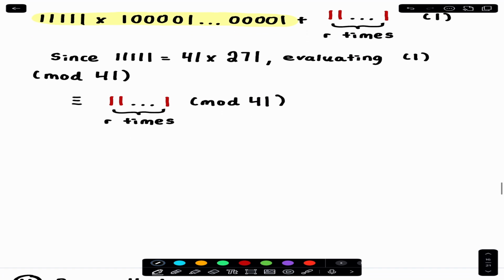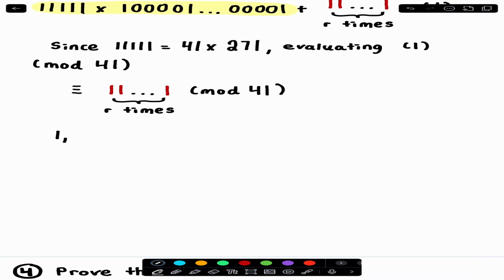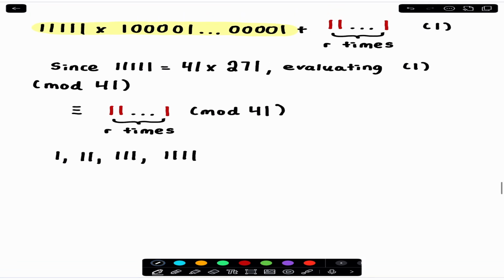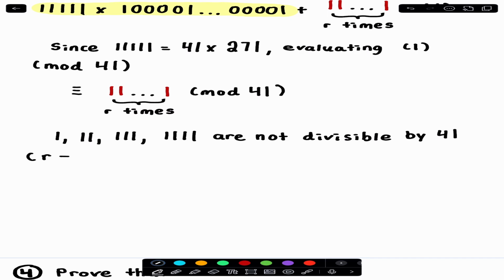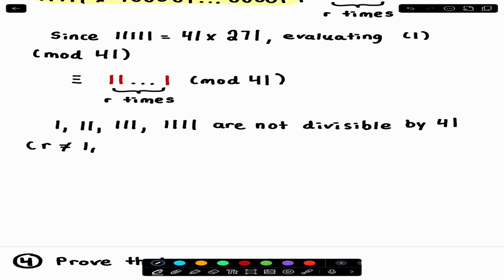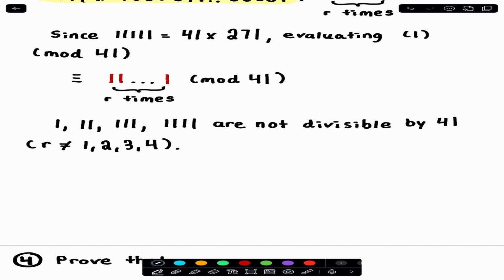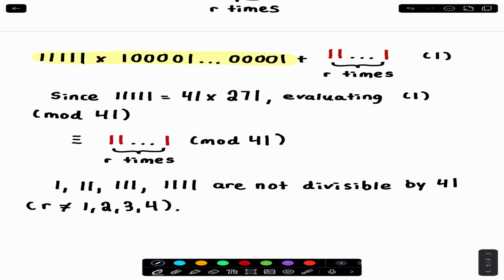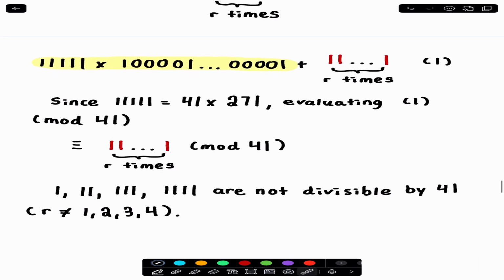And if we look at our chart, we know that 1, 11, 111, 1,111 are not divisible by 41. So in other words, R cannot be, as we see, 1, 2, 3, or 4. Which is exactly what we want to show. R cannot be equal to 1, 2, 3, and 4.